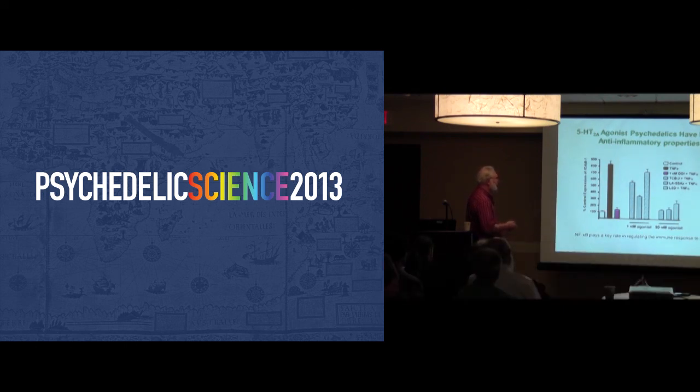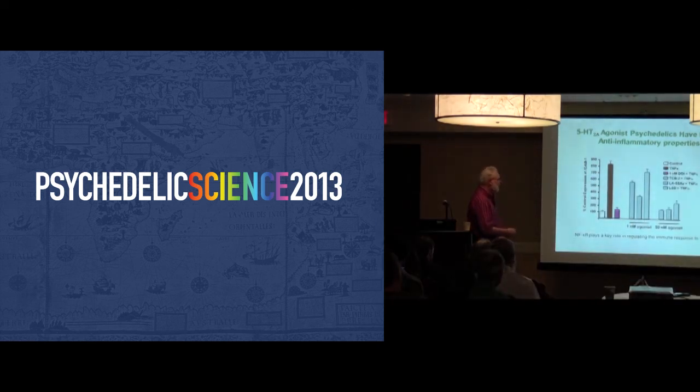And interestingly, he looked at TCB2 and looked at the azetidine, the LSD azetidine, which I talked about earlier, and also LSD. None of these are as potent as DOI in this inflammatory response. When he goes up to 50 nanomolar, it's comparable. But 50 nanomolar is a whole lot more than 1 nanomolar, right?